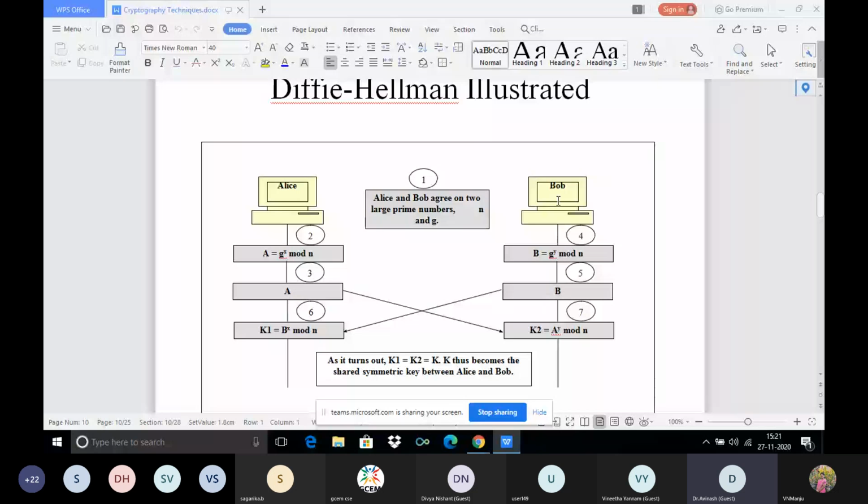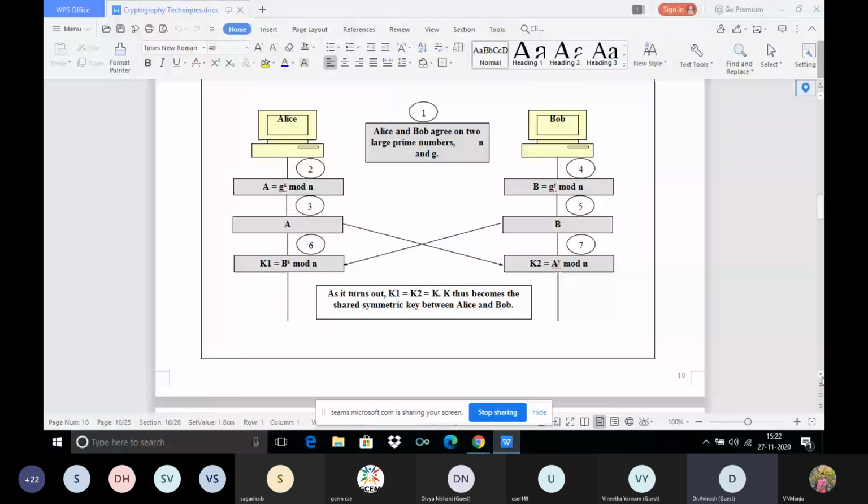And here Bob also applies the same process. Alice and Bob agree on two large prime numbers n and g. By this way, Alice exchanges the key and Bob also exchanges the key. As it turns out, K1 is equal to K2 is equal to K. That means when both the keys are equal, K becomes the shared symmetric key between Alice and Bob. That means both are having the same key. So this is called the shared symmetric key concept between Alice and Bob.